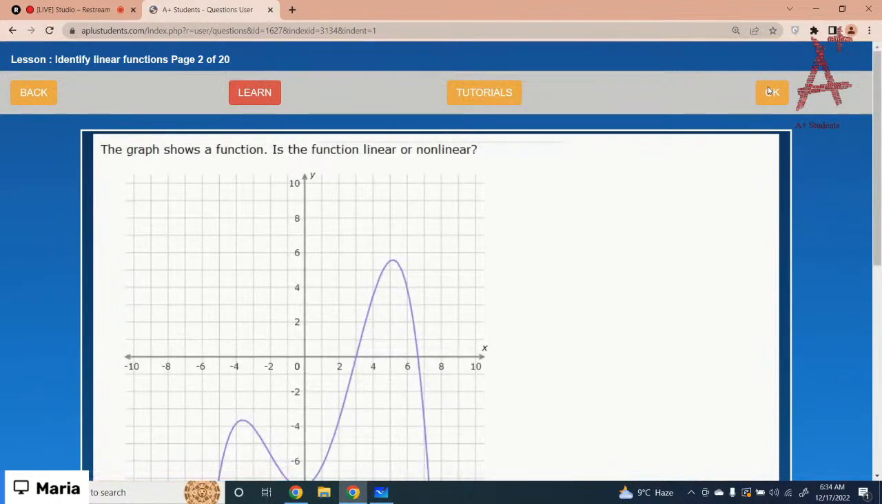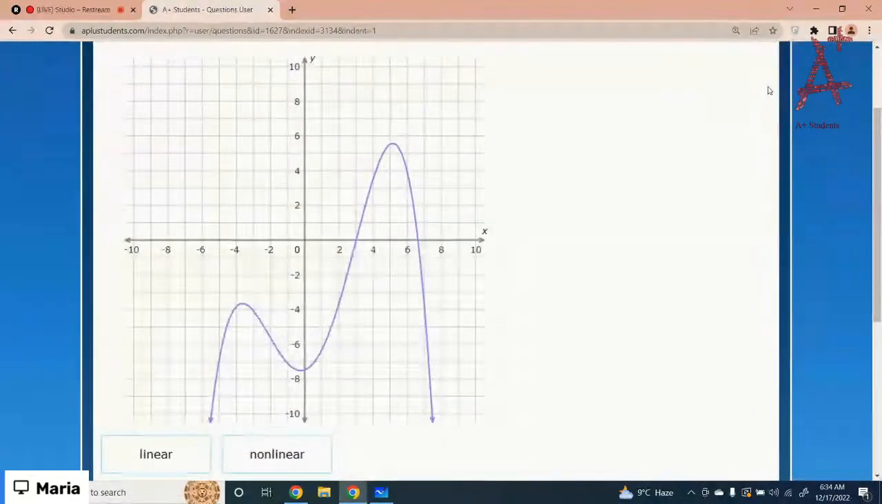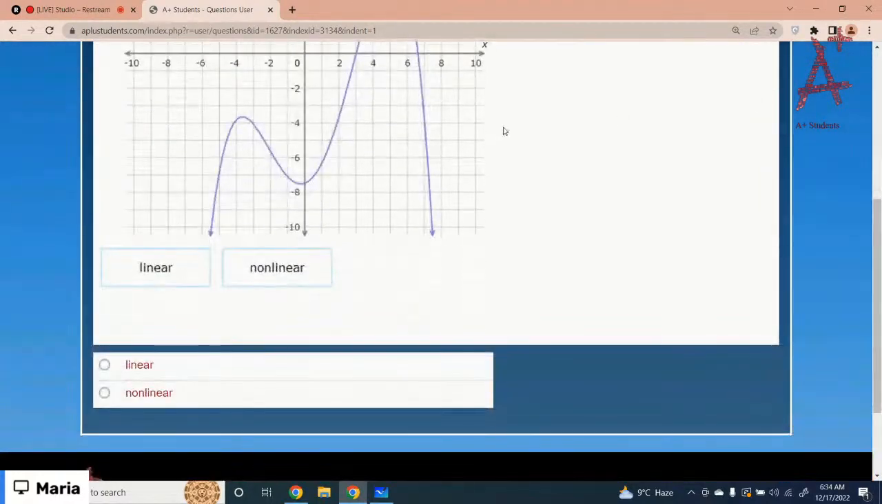Okay, the graph shows a function. Is the function linear or non-linear? So the graph is not a straight line. Got it? That means the graph is non-linear. So the second option is the correct one. It is non-linear.